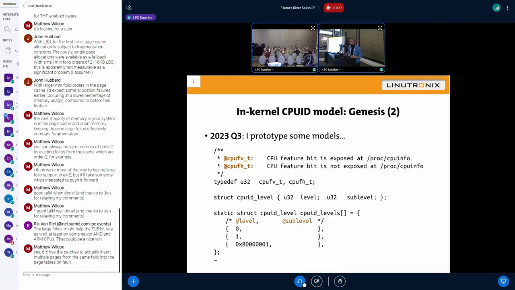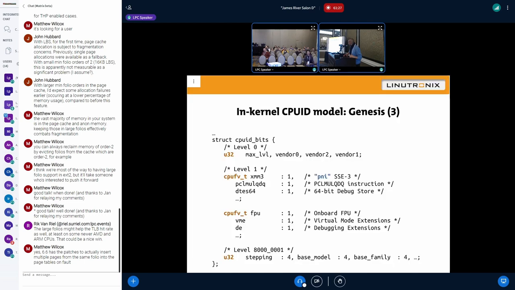So I started prototyping some models. Just basic stuff, to be honest, some C structures, trying to do it in a clean way. Here you see a representation of the multiple levels, which I cut down to fit the slides. And you see I'm still doing the same ugly trick. For example, for XMM3 here, this "pni" is the name of the feature in /proc/cpuinfo, but at the feature level, the x86 feature flag is called XMM3, and marketing-wise people call it SSE3. And there are a lot of these.